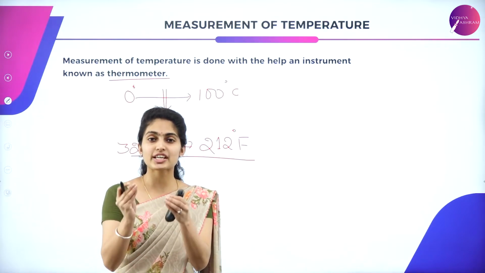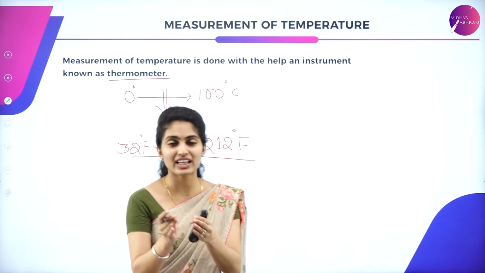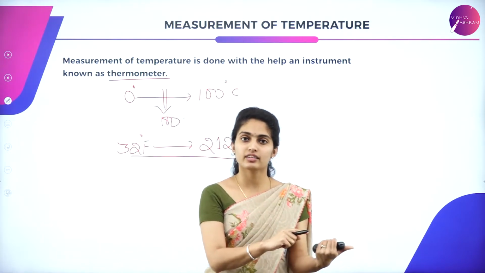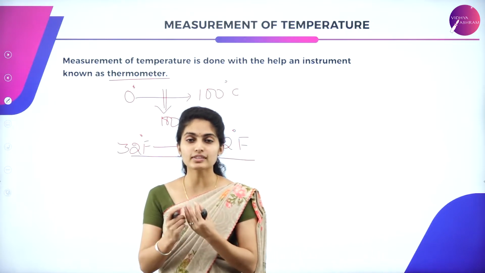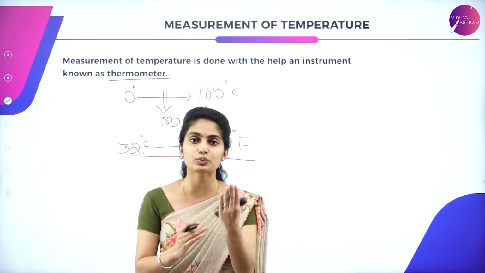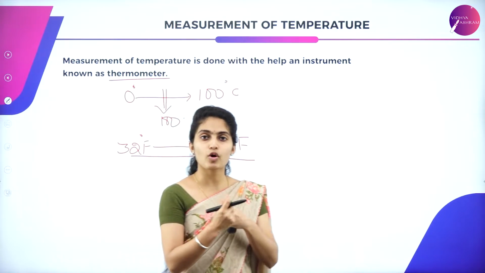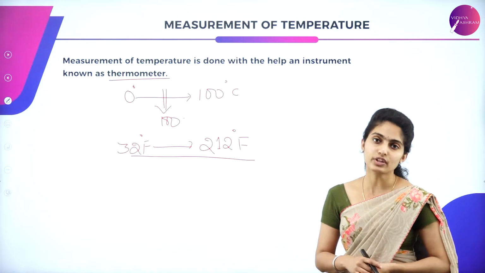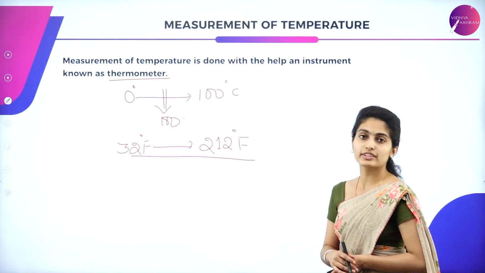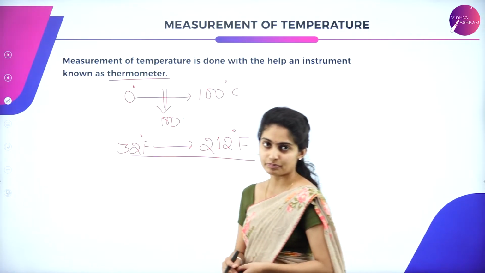The heat which is within an object is transferred from one part to the other part. Suppose we keep the thermometer inside our mouth, what happens? Our body heat is transferred from the body to the thermometer. That is how we get to know the temperature of the body. So that is all about the measurement of temperature.